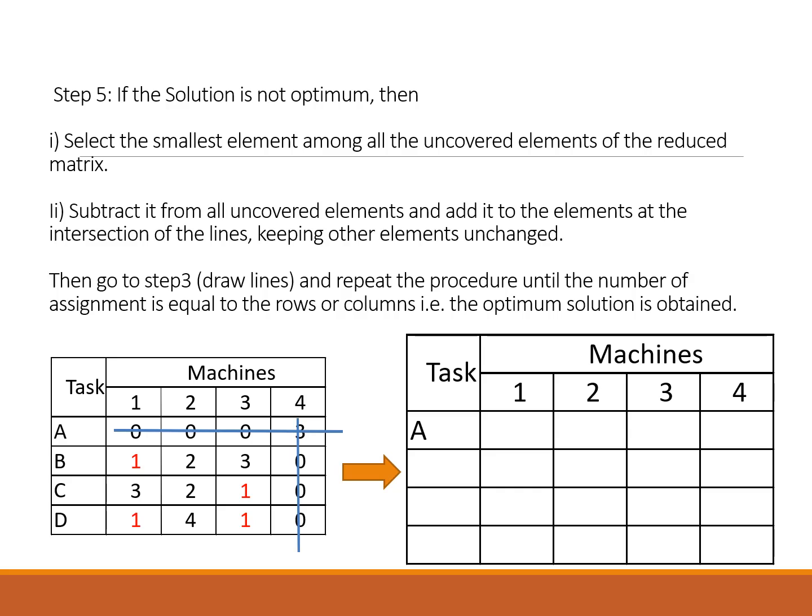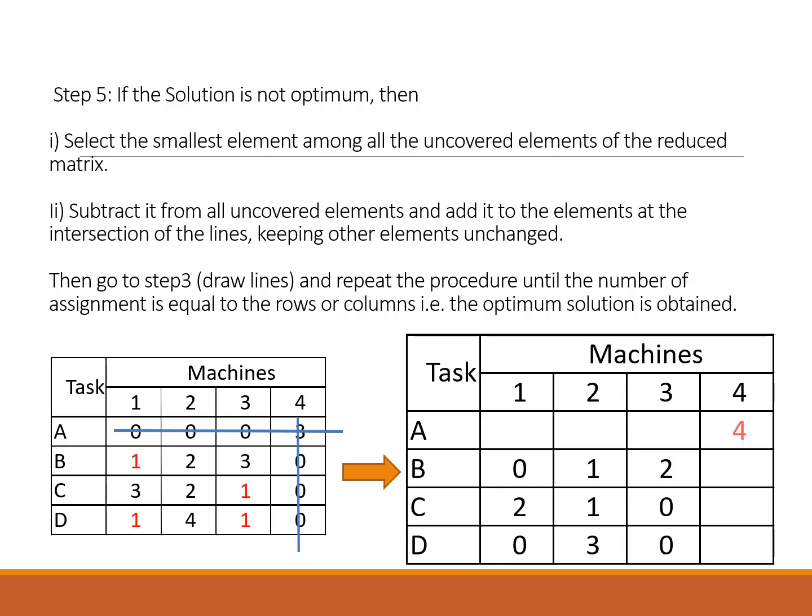It is represented in red color. Then subtract it from all the uncovered elements and add it to the elements at the intersections of the lines, keeping the other elements unchanged. So subtract this smallest value from the uncovered values. For B: 1 minus 1, 0; 2 minus 1, 1; 3 minus 1, 2. Again for C: 3 minus 1, 2; 2 minus 1, 1; 1 minus 1, 0. Next for row D: 1 minus 1, 0; 4 minus 1, 3; 1 minus 1, 0.